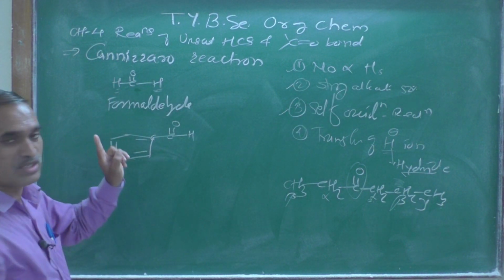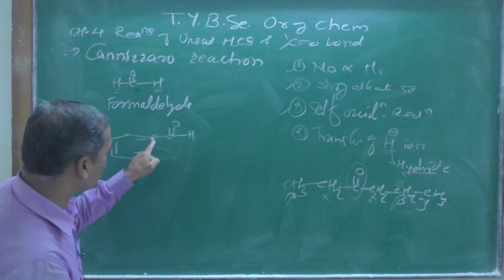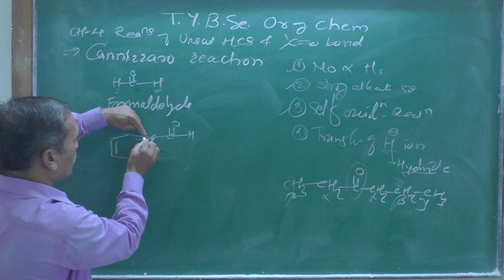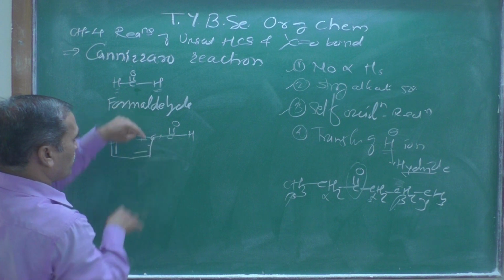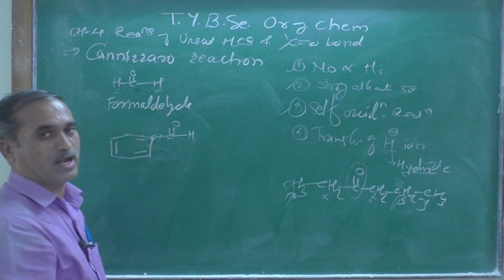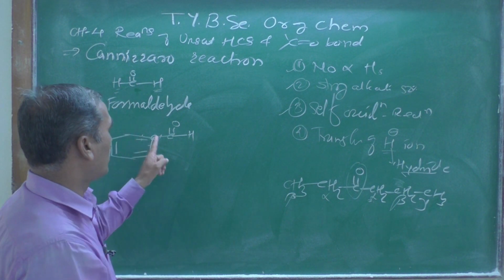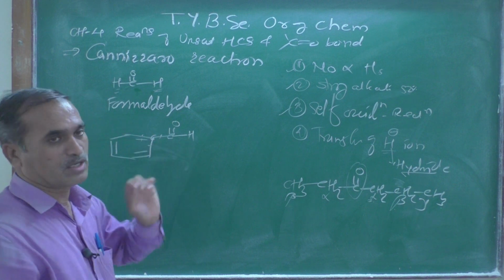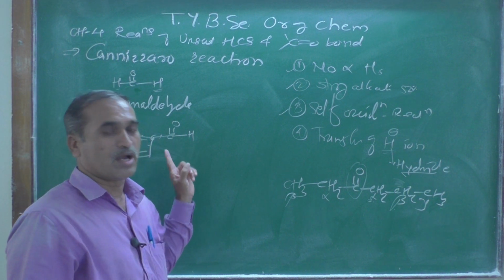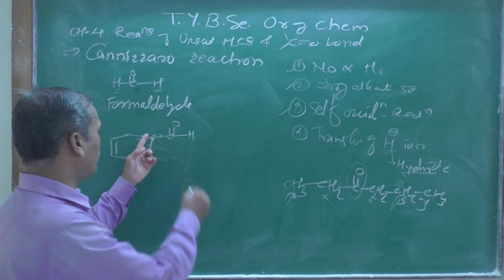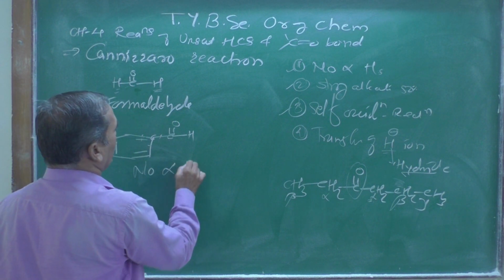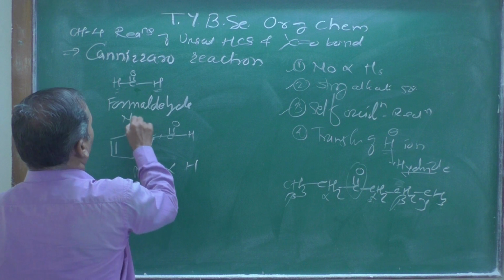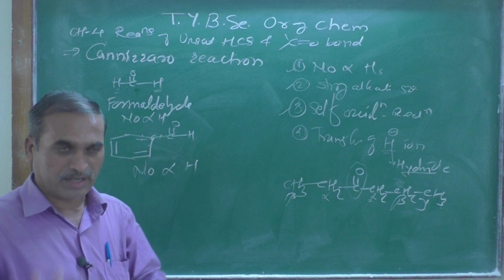The adjacent carbon atom is there, no doubt about it. But this carbon atom has 4 bonds, 1, 2, 3 and 4. Therefore there is no alpha hydrogen atom at the adjacent carbon atom, and therefore it undergoes Cannizzaro's reaction because there is no alpha hydrogen atom. Here also there is no alpha hydrogen atom, right?